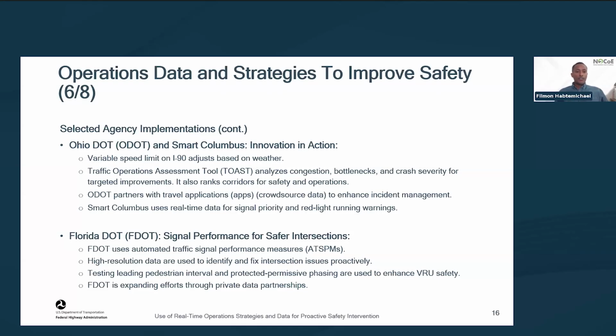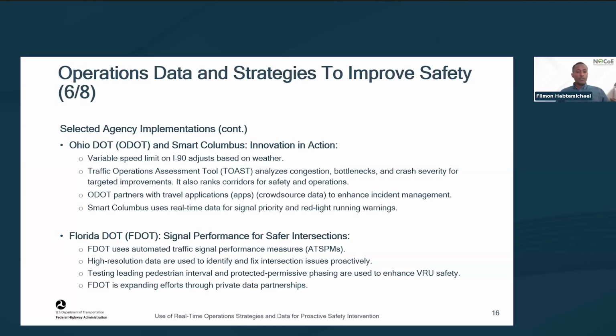Also, the Department of Transportation has a tool which they call the Traffic Operations Assessment Tool, or TOAST. The tool helps them to analyze congestion and identify bottlenecks, crash severity reduction of certain improvements, and also helps rank corridors based on safety and operations metrics. The department is also working with some crowdsourced data providers, and that helps them to enhance their incident management operations.